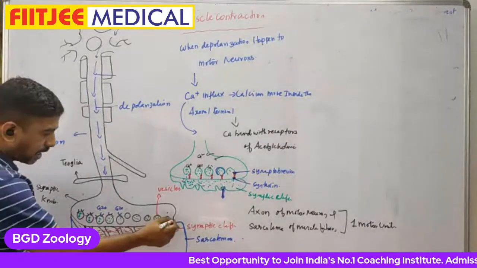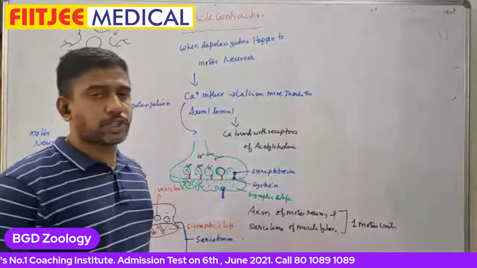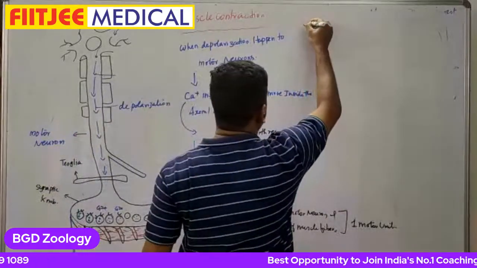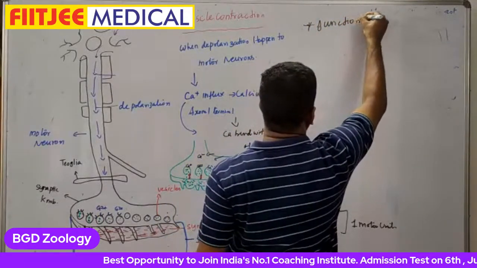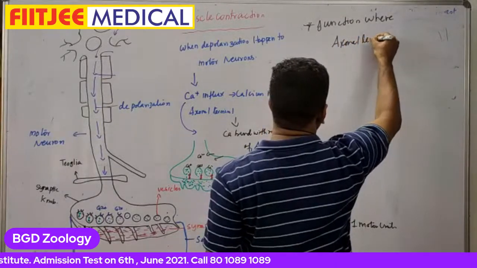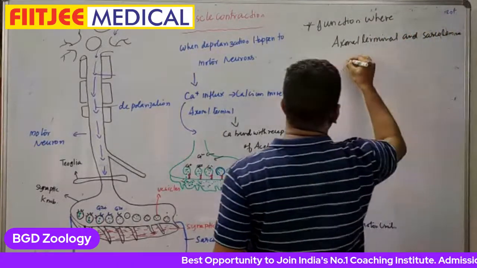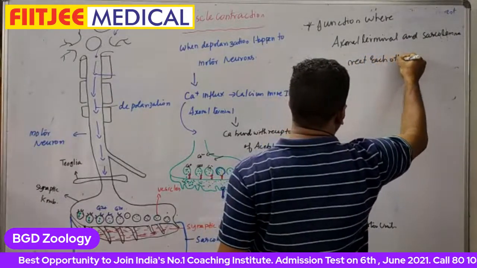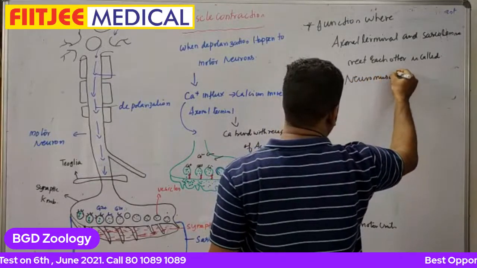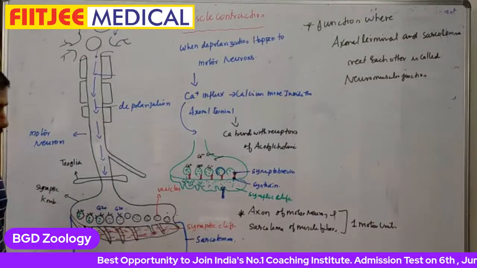And also please remember, where the sarcolemma and this axonal terminal join together and meet each other, that junction we call the neuromuscular junction. So please write down. Everybody, the junction where the axonal terminal and sarcolemma meet each other is called the neuromuscular junction. Clear? Absolutely clear to everyone? So this is a sarcolemma.